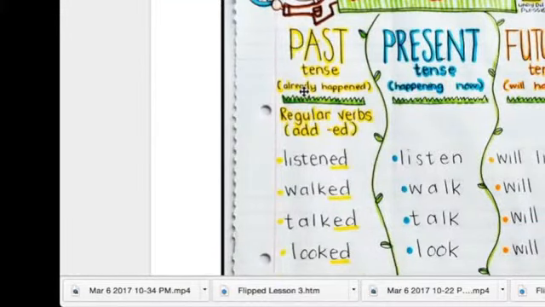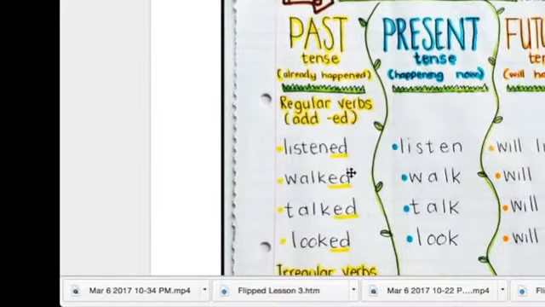In the past tense, we add ed to the end of our verbs. Some examples are listened, walked, talked, and looked. Some sentences using those verbs would include, I listened to the radio on my way to work this morning.